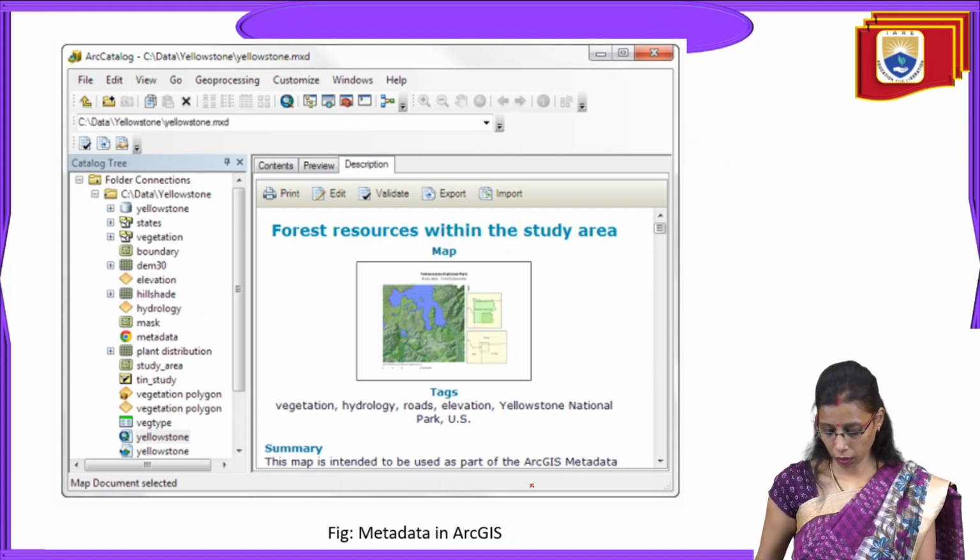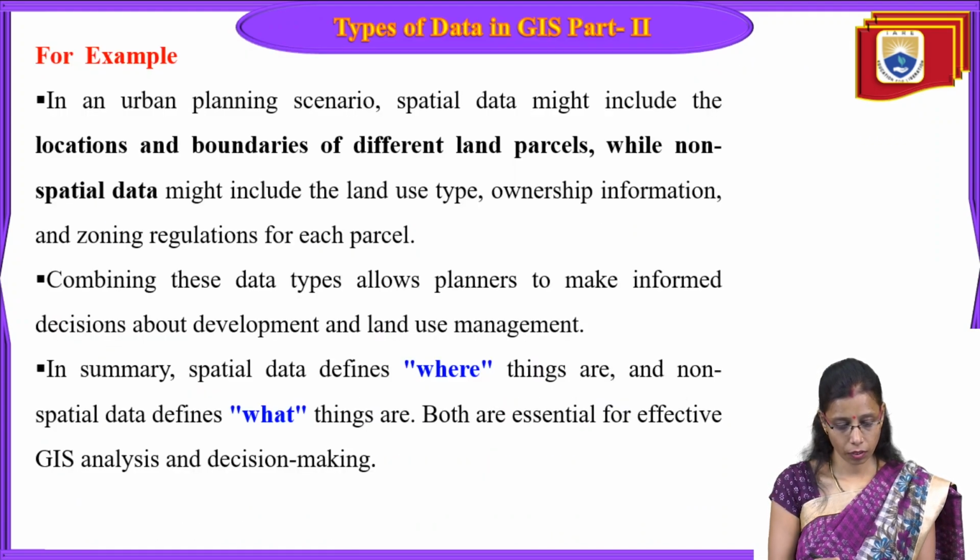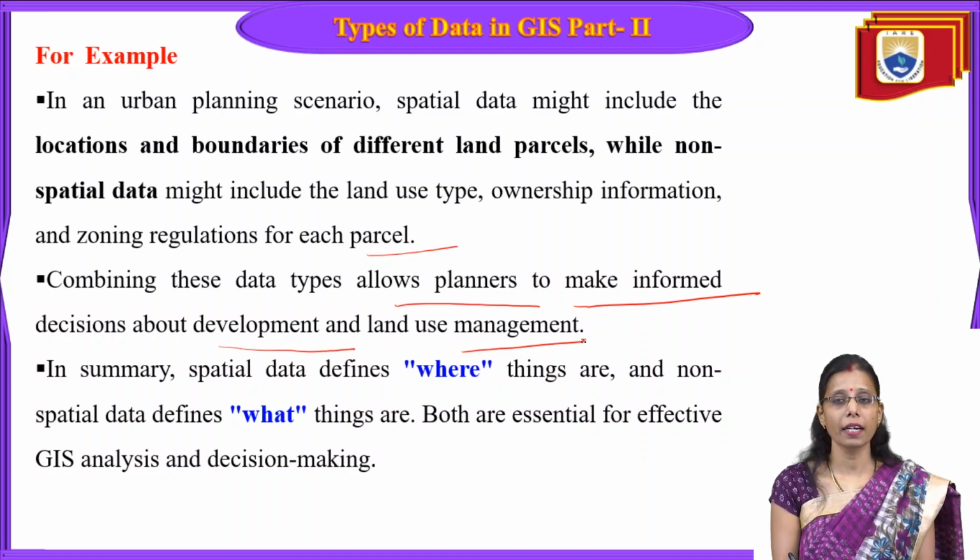Now, for example, you can see here, in an urban planning scenario, spatial data might include the locations and boundaries of different land parcels, while non-spatial data might include the land use type, ownership information, and zoning regulations for each parcel. Combining these data types allows planners to make informed decisions about development and land use management. In summary, spatial data defines where things are, and non-spatial defines what things are. So this is very clear.